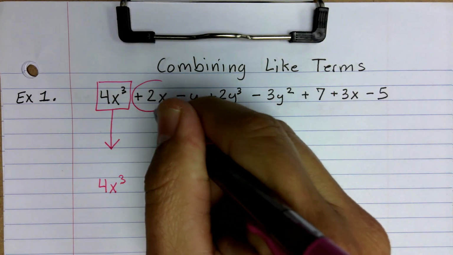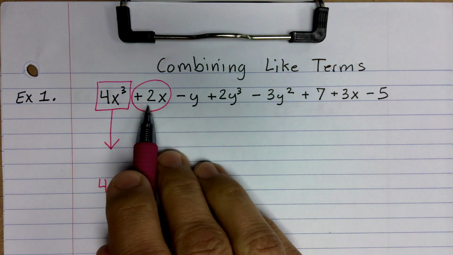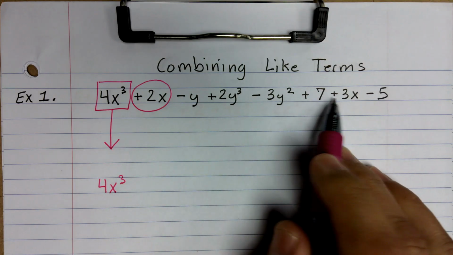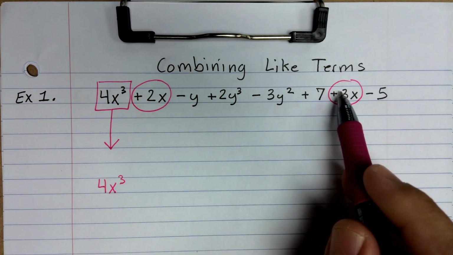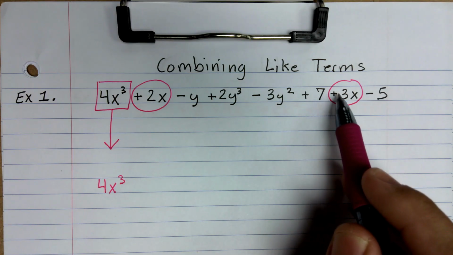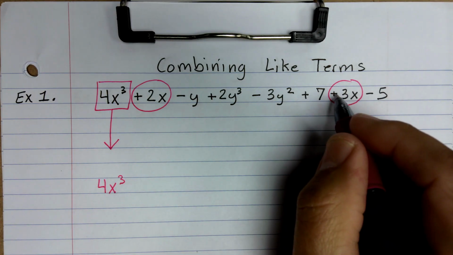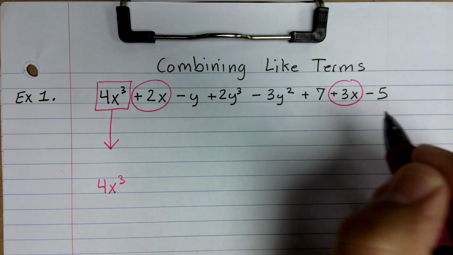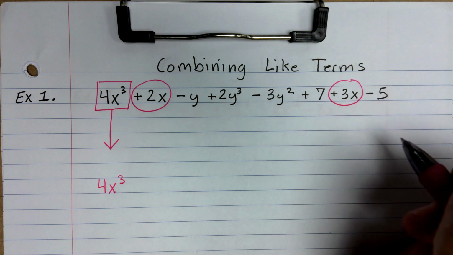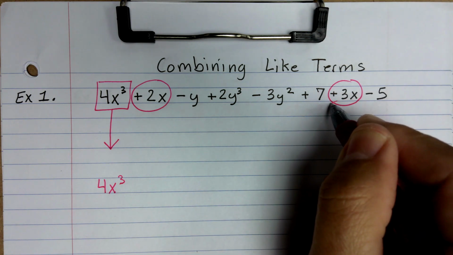So I'm going to be looking for regular x's. Notice I have a 2x here. I'm going to go over and I have a positive 3x here. And notice that as I'm circling the term, I do circle the sign that's in front of it as well, because that tells me if it's positive or negative. So whatever sign you see in front of the number, it goes with the term that comes after it. So I'm going to put these together.